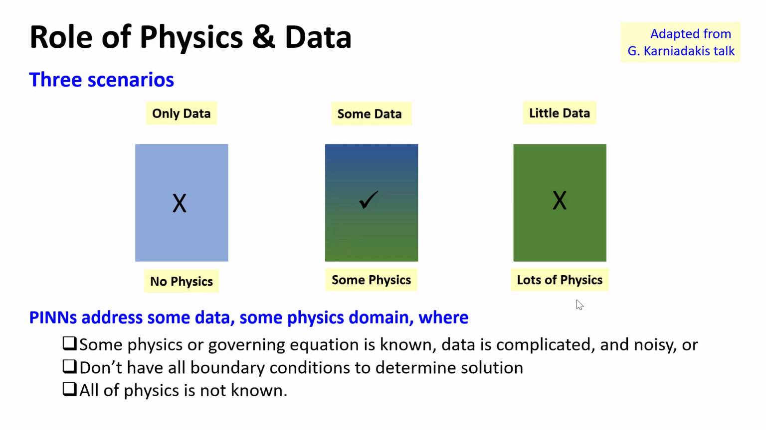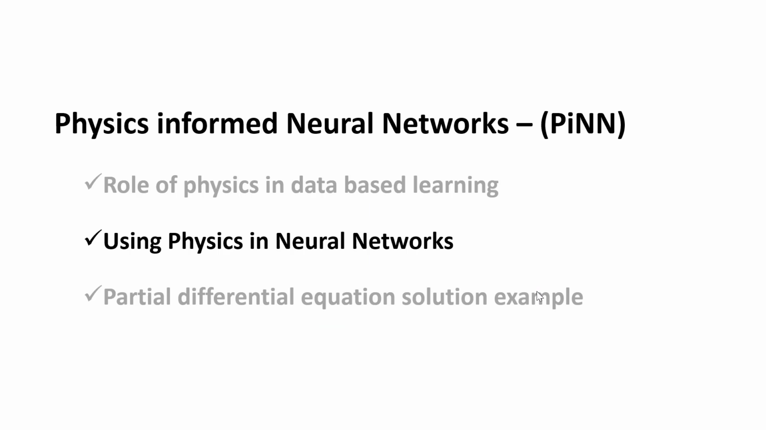But then there's an in-between space where we know some physics. We generally believe this is what the governing equation should be. And we have some data, not lots of data and not very little data, but the data could be noisy, and maybe we don't have all the boundary conditions, and so on and so forth. So this is the space where physics-informed neural networks can play a huge role. And this space is growing. So let's look at what it actually boils down to.